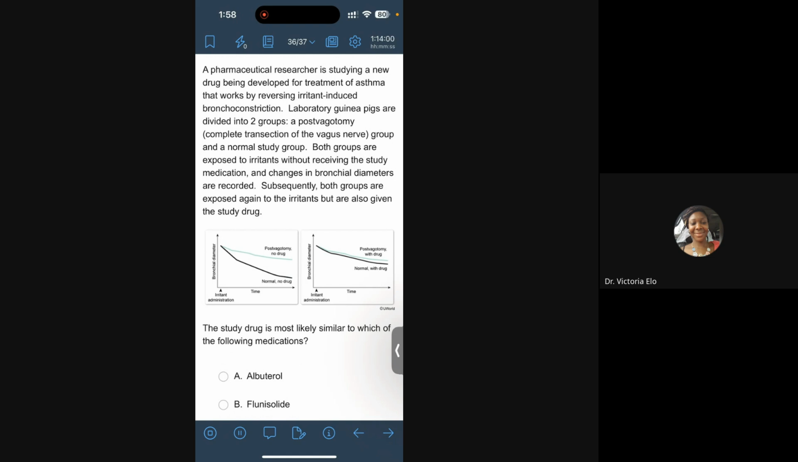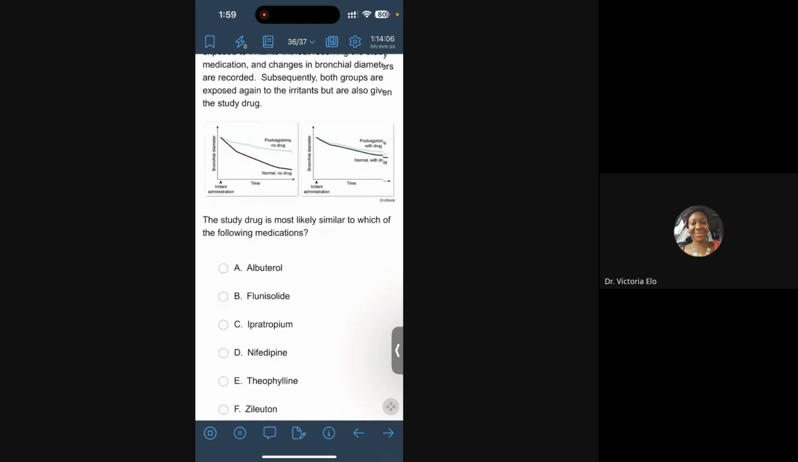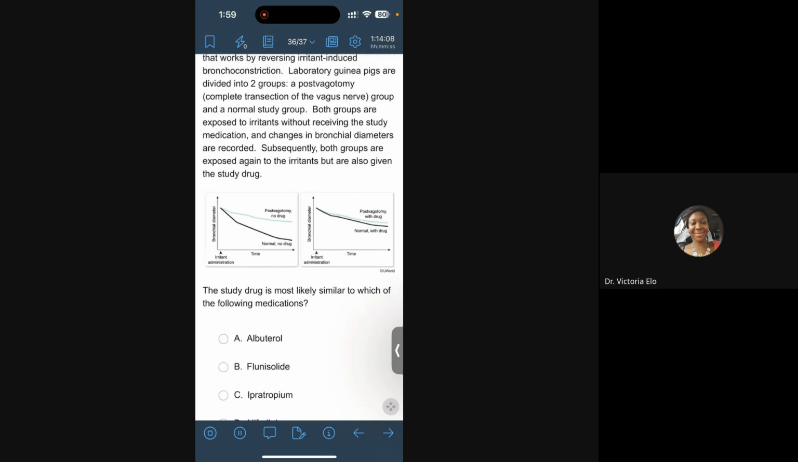Okay, can anyone explain the graph, what is happening in the graph? Okay, so there are 4 lines in the graph. First, come to graph number 1. In graph number 1, the black line represents that when you give the irritant, you will see bronchoconstriction, and with time, the diameter decreases.